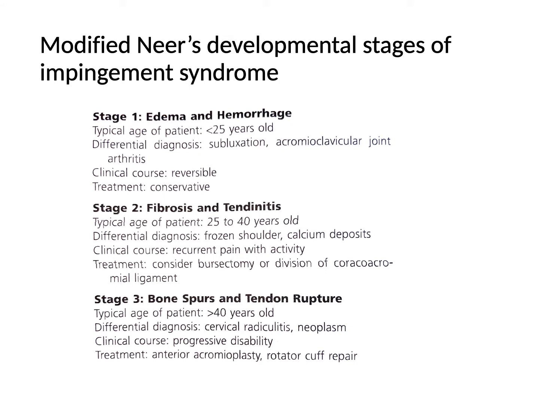Clinical course is recurrent pain with activity, and treatment is to consider bursectomy or division of the coracoacromial ligament. In stage 3, the typical age of the patient is more than 40 years, and differential diagnoses are cervical radiculitis and neoplasms. Clinical course is progressive disability, and treatment is anterior acromioplasty or rotator cuff repair.